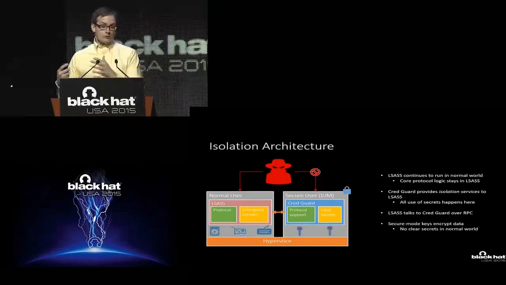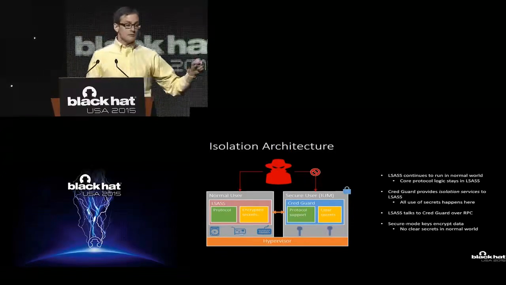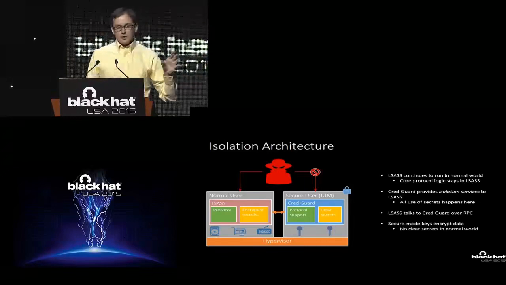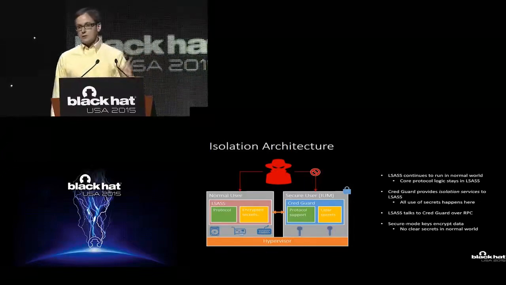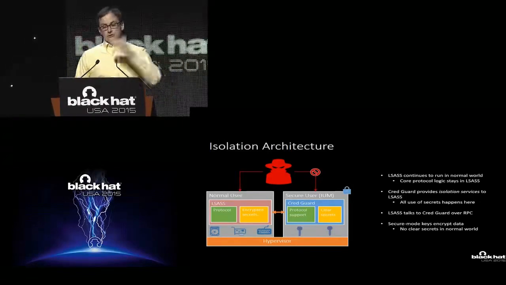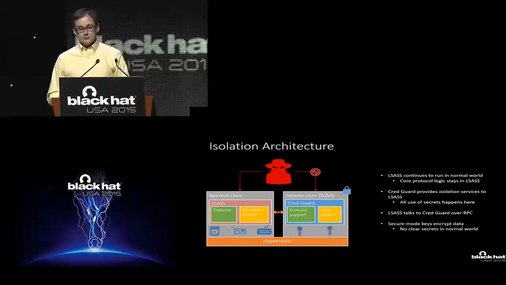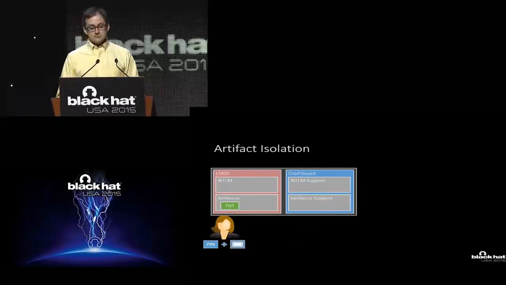All the secrets are only ever in the clear in CredGuard. They may exist in an encrypted format in normal world. So we're assuming the attacker can steal the encrypted ones. It's strong encryption, 256-bit AES. Those secrets may be passed back into Credential Guard and used where they're in a decrypted form. The attacker here cannot access them.